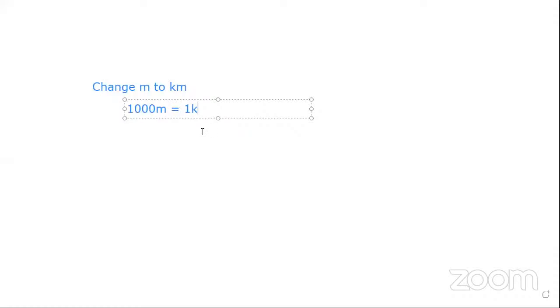So here you realize that meters is smaller than kilometers. This is what we realize. So when we are changing from meters to kilometers, it means we are changing from a smaller unit to a bigger unit. So what do we do? Yes, Rebecca, when we are changing from meters to kilometers, what do we do?